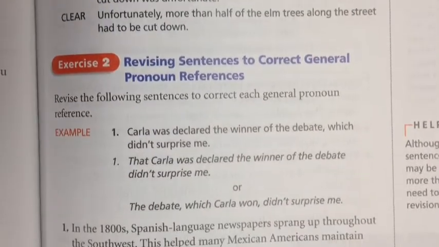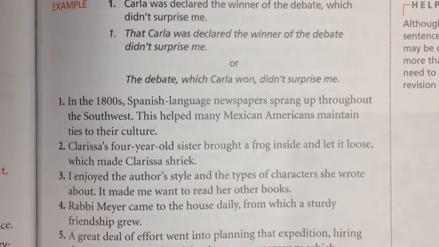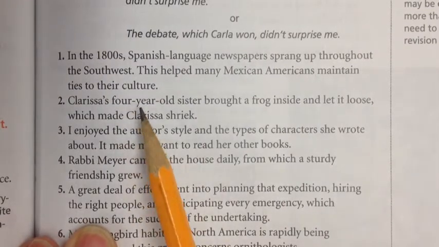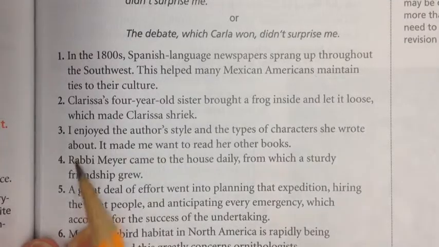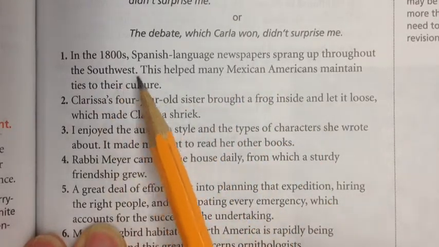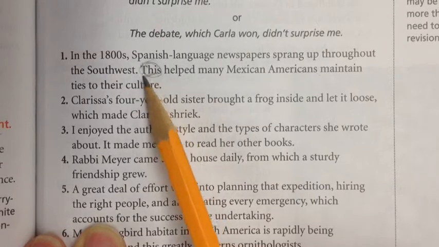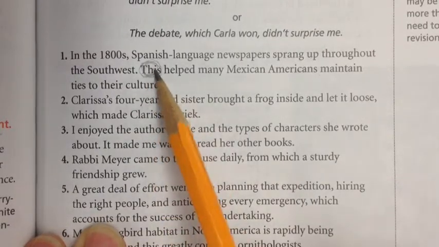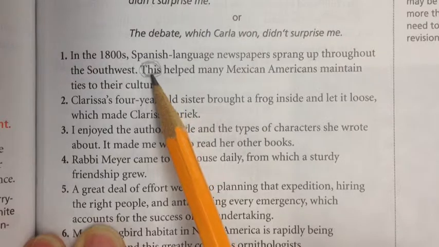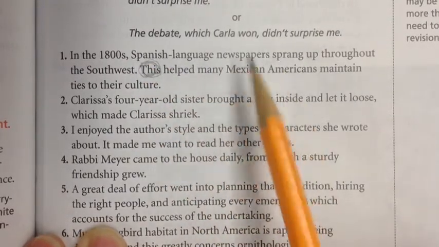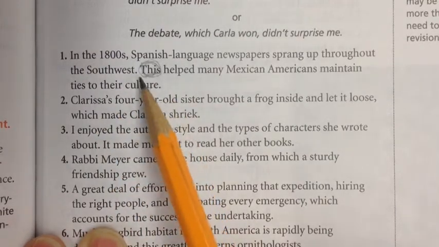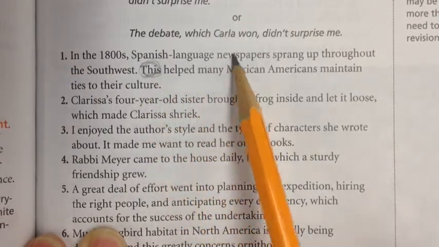Alright, so in the exercise below, we have to correct these sentences. What you'll have to do is find the pronoun usage that is general, and then go ahead and try to rewrite the sentence. So let's do the first couple together. In the 1800s, Spanish language newspapers sprang up throughout the Southwest. This helped many Mexican Americans maintain ties to their cultures. The word this can refer to only one specific antecedent. The problem is that the word this refers to Spanish language newspapers springing up throughout the Southwest. That's too much burden for the word this to take the place of. This can take the place of newspapers, but it can't take the place of newspapers sprang up.